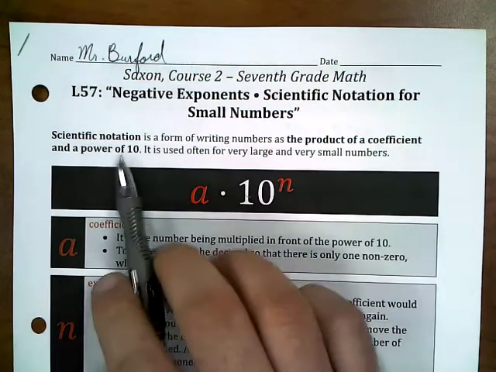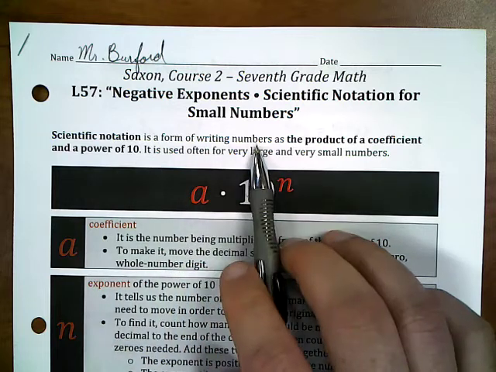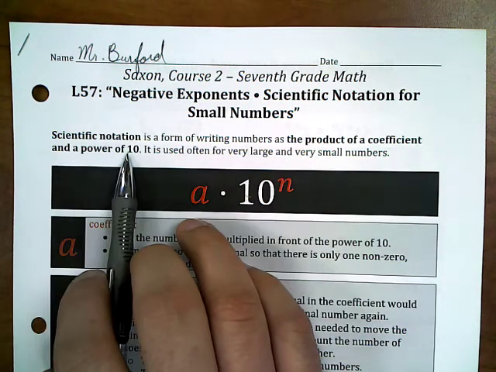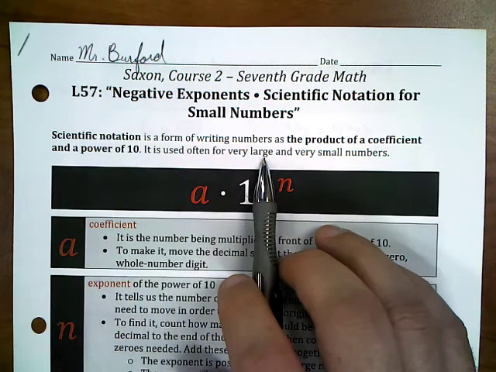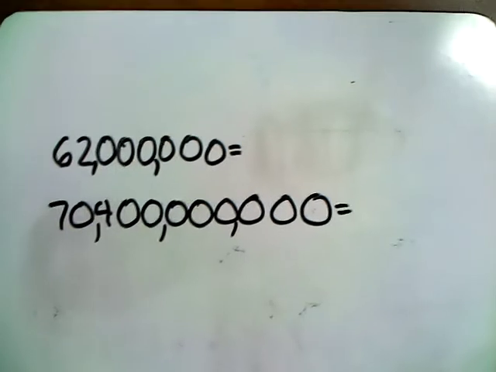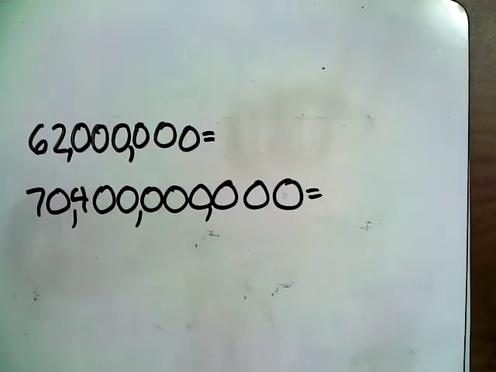So scientific notation, remember, is a form of writing numbers as the product of a coefficient and a power of 10. It is often used for very large and very small numbers. So just real quick to step aside here, we've already learned this.